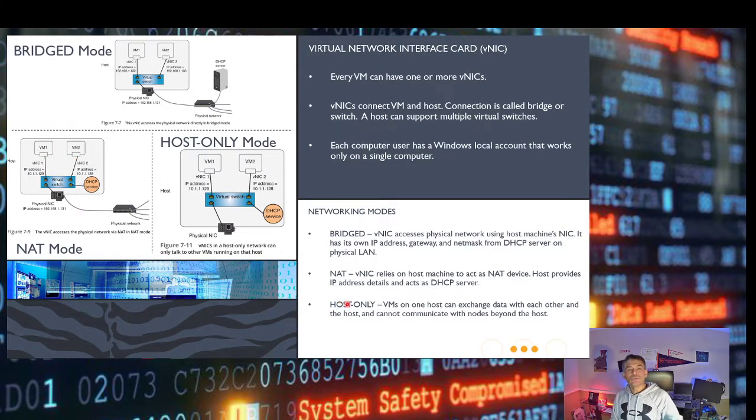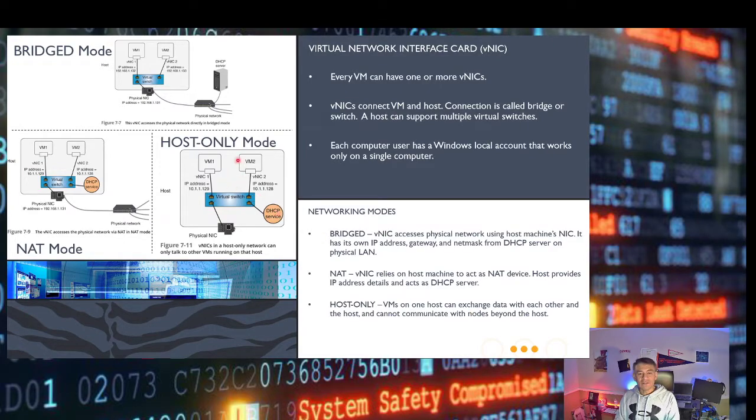The last networking mode that we are going to talk about is the host only. The host only mode is one in which the virtual machines on one host can exchange data with each other, between virtual machines and the host, and cannot communicate with nodes beyond the host.